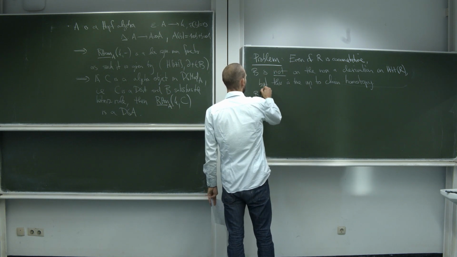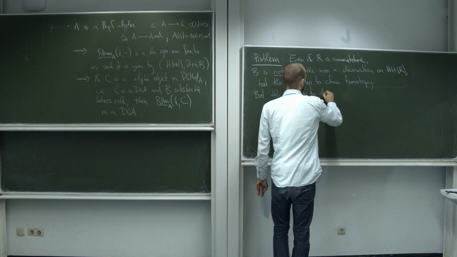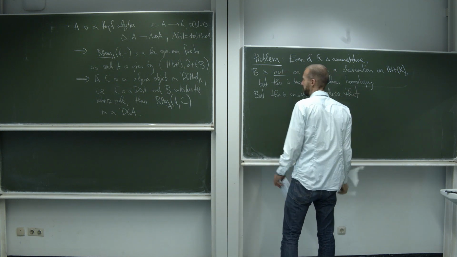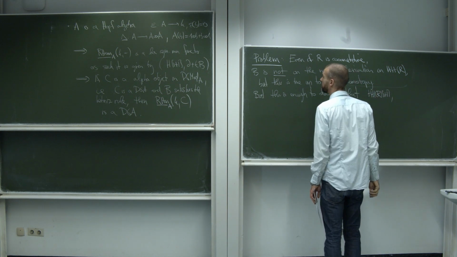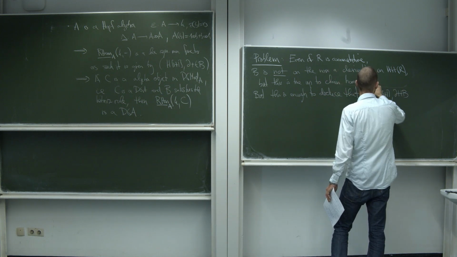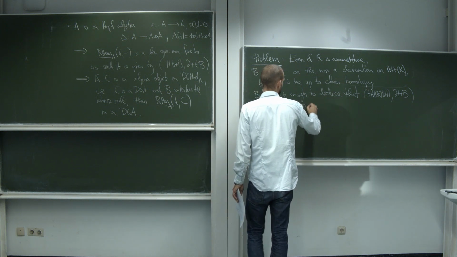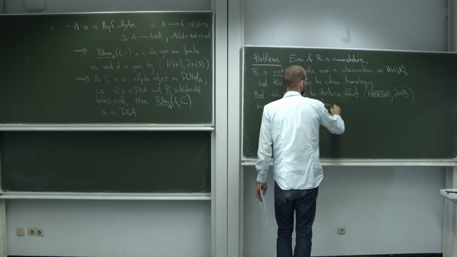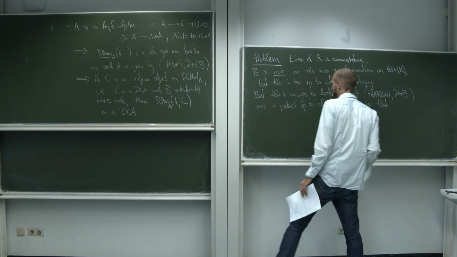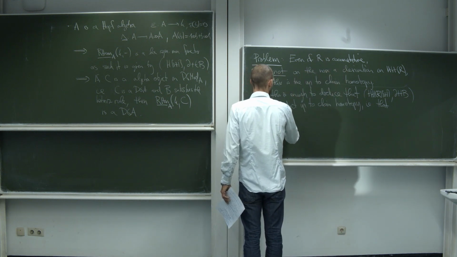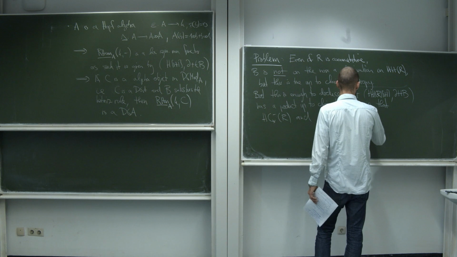But this is still enough to deduce that this term, HH(R)[[T]], with this differential ∂ plus TB, has a product up to chain homotopy, i.e. that HC^-_*(R) and HP_*(R) are graded commutative algebras.